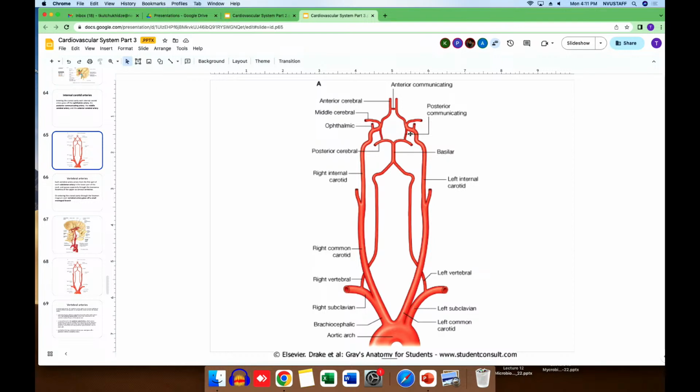So, did you understand this? Do you have any questions regarding this? I guess it's really easy. You just need to memorize the names, right? Where exactly they are located and what branches they are giving us. The most major, iconic things that you see here are our carotid arteries, right?